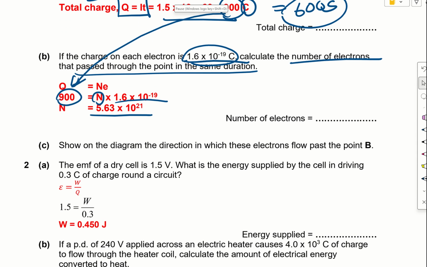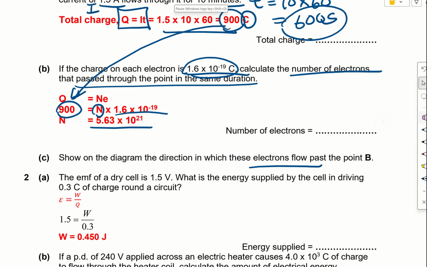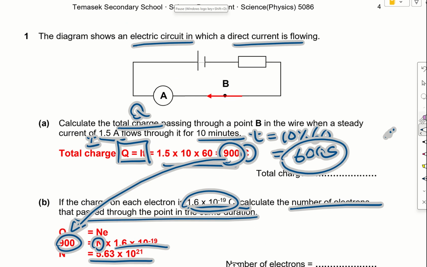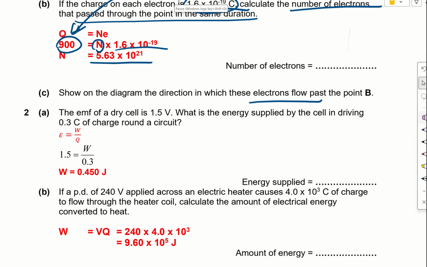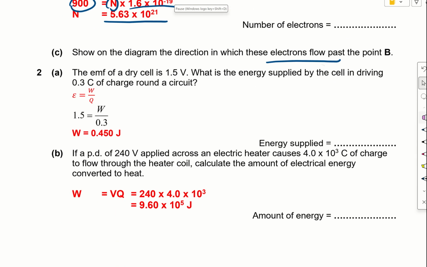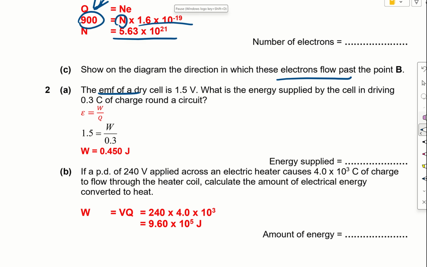Now, show on the diagram the direction in which the electrons flow past the point B. Okay, so you should know that the longer side is positive, the shorter side is negative. And electrons come out from the negative terminal, right? So this is the direction that the electrons flow through. Okay, question 2, the EMF of a cell is 1.5 volts. Now, what is the energy supplied by the cell in driving 0.3 coulomb of charge?